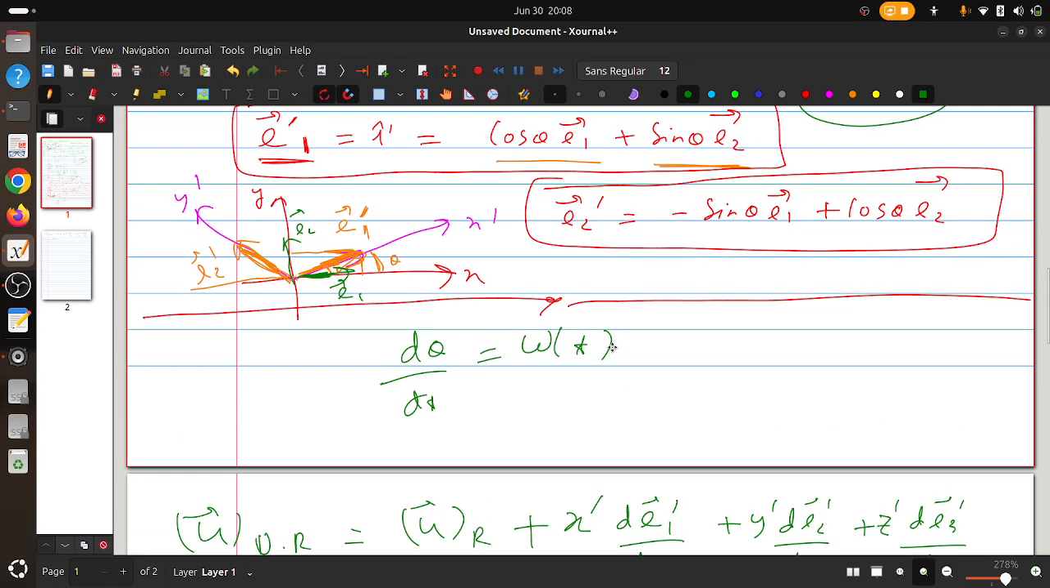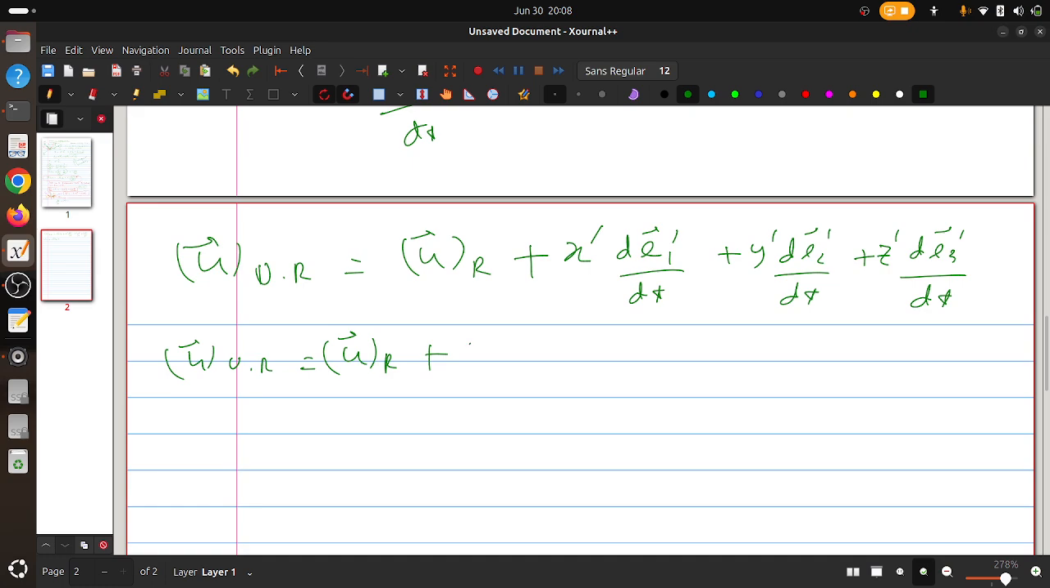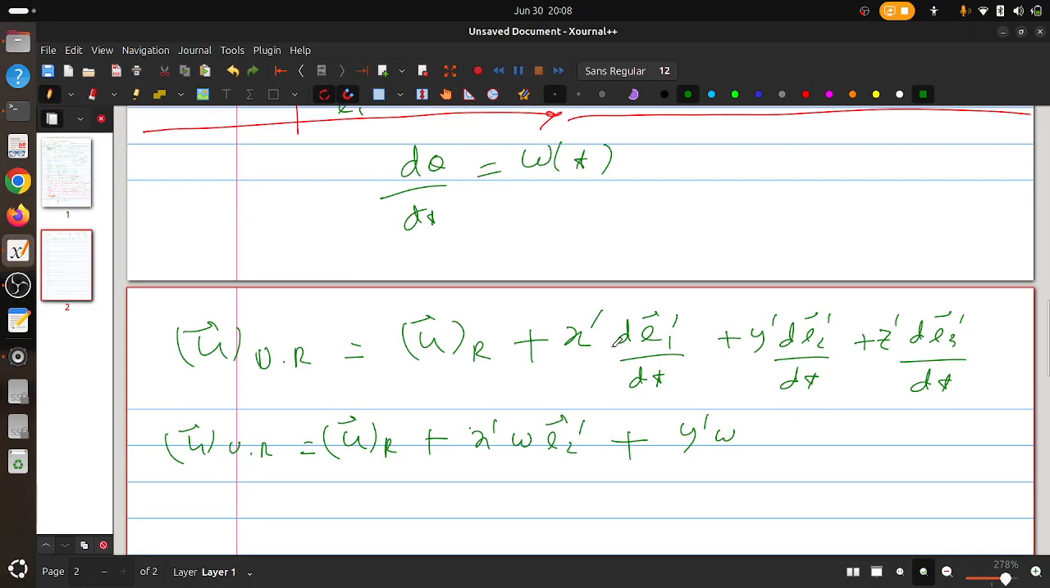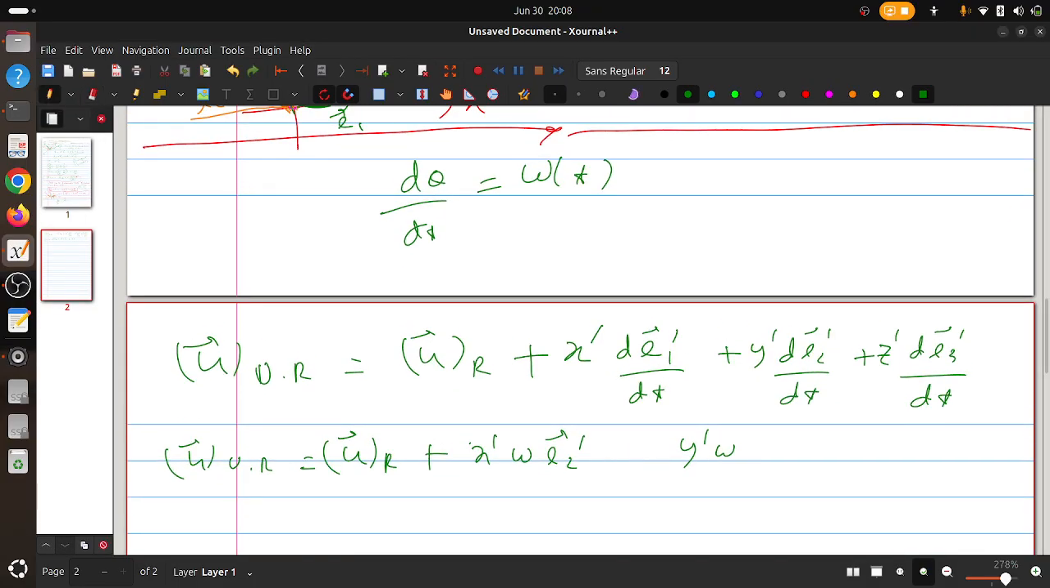That is not very hard to see here. So it will be x prime omega e2 prime here, right? And plus y prime omega. Now if you differentiate the e2 prime, it will be minus omega times e1 prime, which you can see very easily. So you have to replace this with a minus y prime omega and e1 prime.